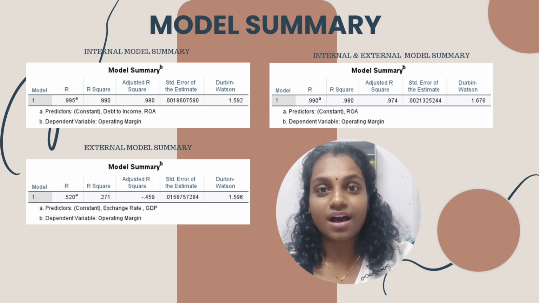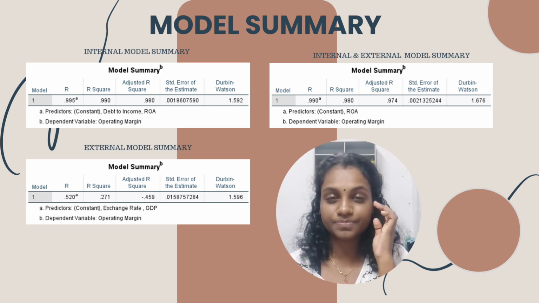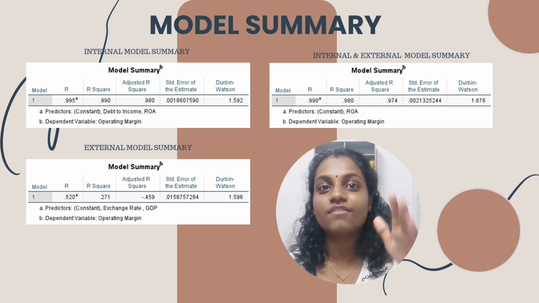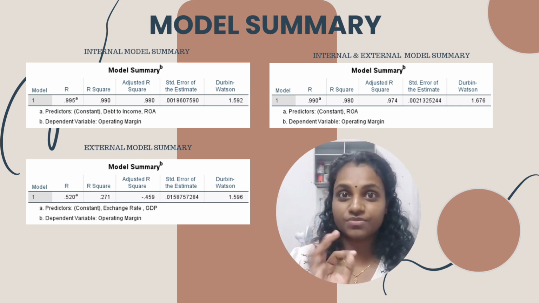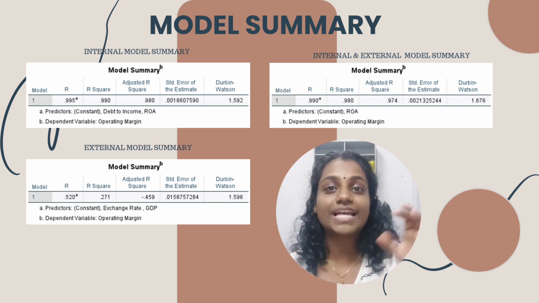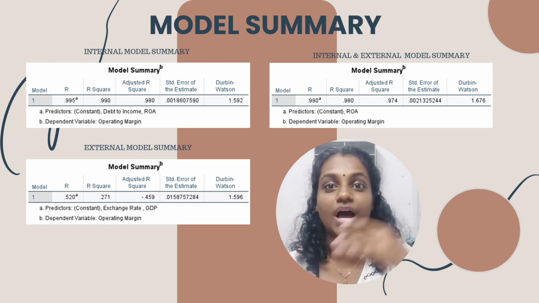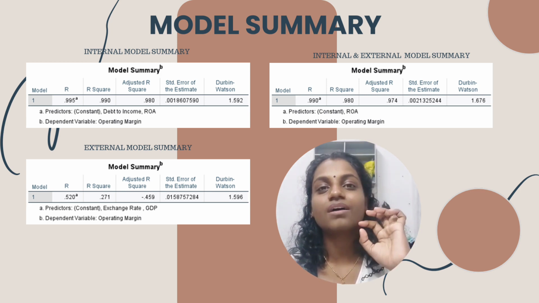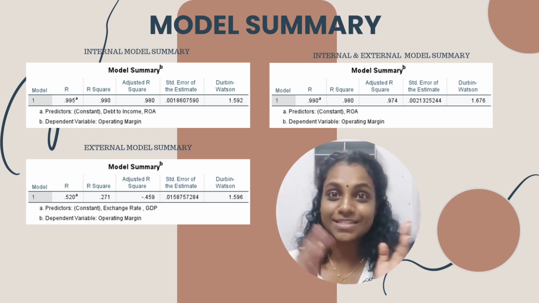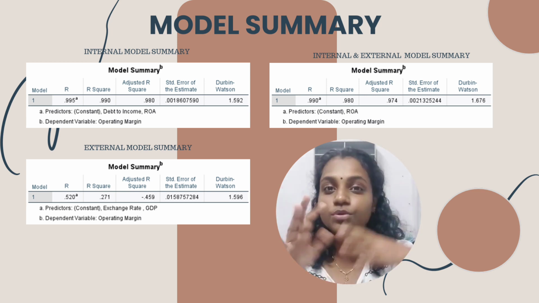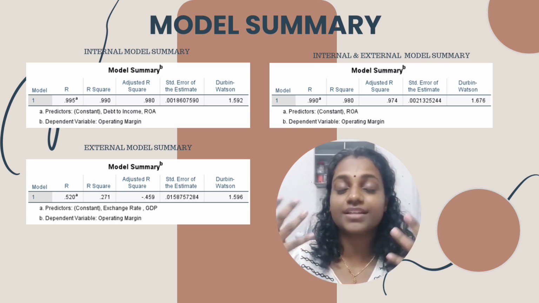The high adjusted R square of 0.974 indicates that 97.4% of the variability in the dependent variable, operating margin, is effectively explained by the included independent variables. In comparison to other models, the adjusted R square value suggests that the model summary with return on asset as an independent variable is particularly powerful in explaining the variance in operating margin.